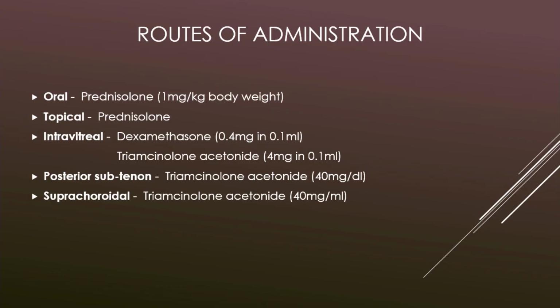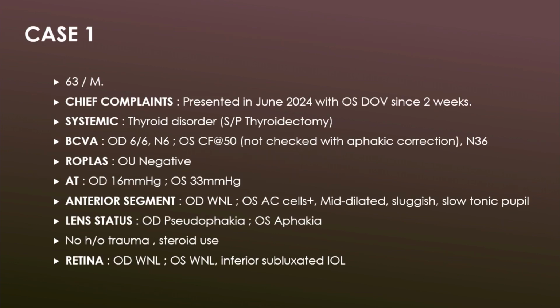The half-life of dexamethasone is lower, whereas it is higher in triamcinolone. For dexamethasone, it's about 3 hours, whereas for triamcinolone, it is about 18 days. And the side effects: it is known to increase the intraocular pressure, which has to be monitored. And for triamcinolone, there have been some studies which have shown macular infarction also to occur.